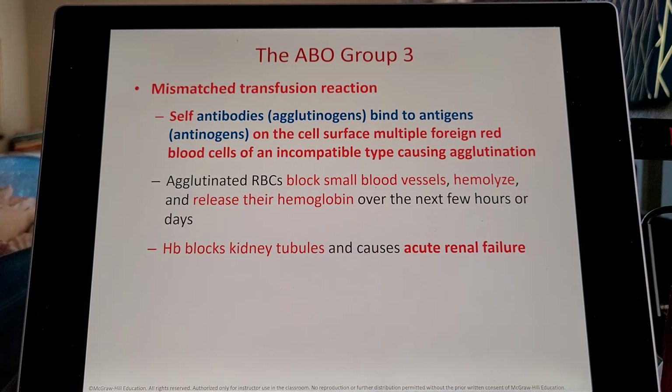So this goes into the question describing how the agglutinogens and agglutinins are active in an immune response. So this is what we're going into.